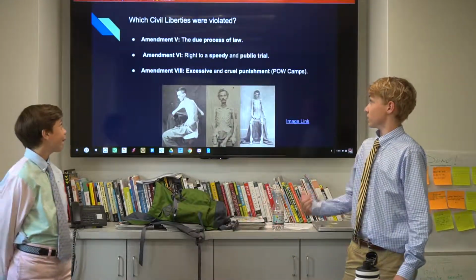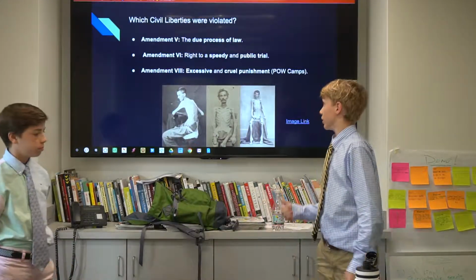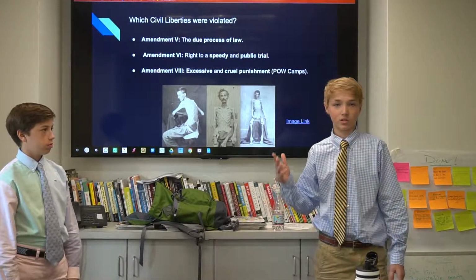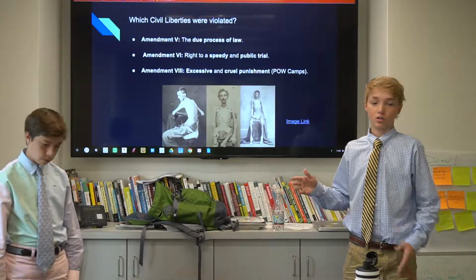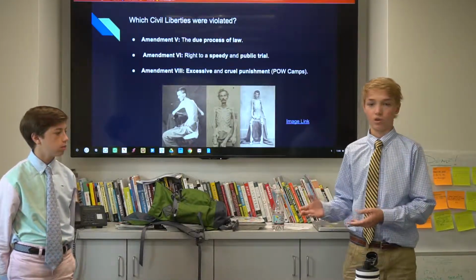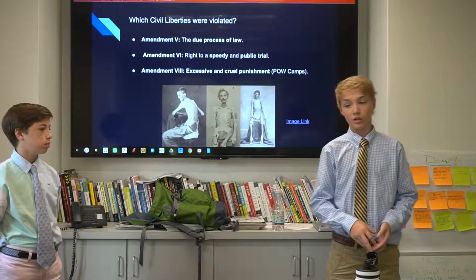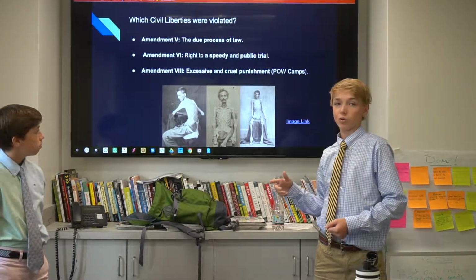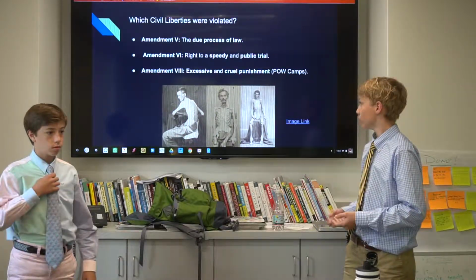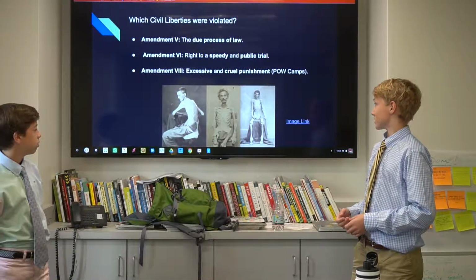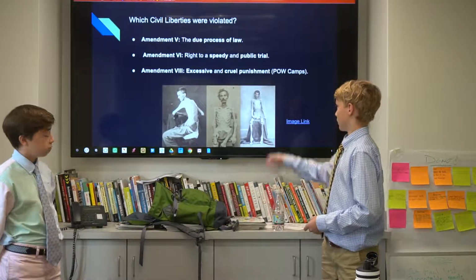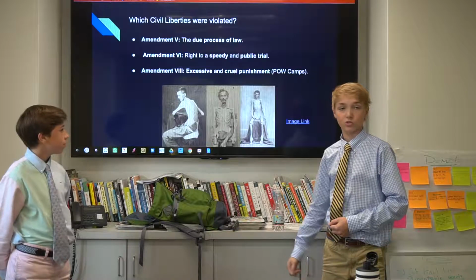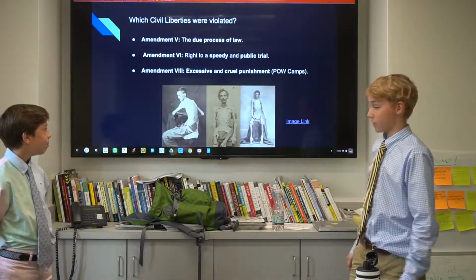Some of the amendments that were violated: the Fifth, which was due process of law. They weren't given the right to due process, so getting a fair trial and all of that. Amendment 6 was the right to a speedy and public trial, and they weren't given a trial at all. And Amendment 8 was excessive and cruel punishment. Like you can see in these pictures, these were in the prisoner of war camps. They were pretty bad.